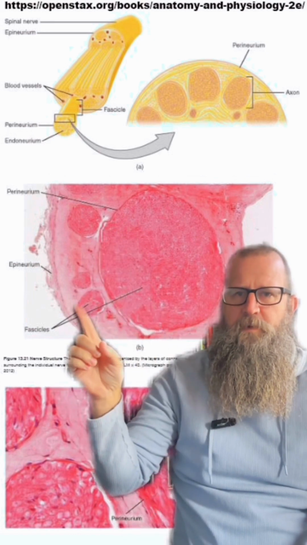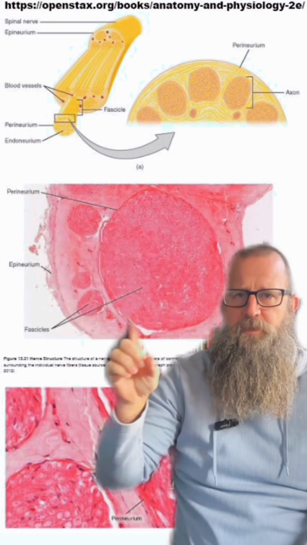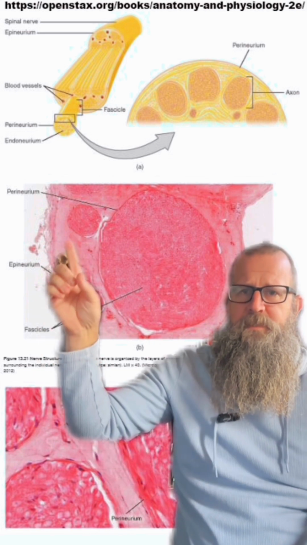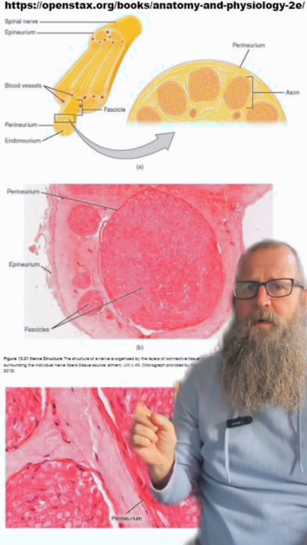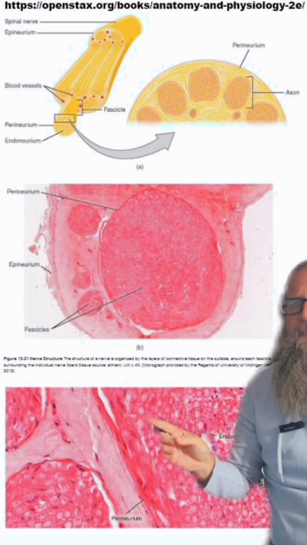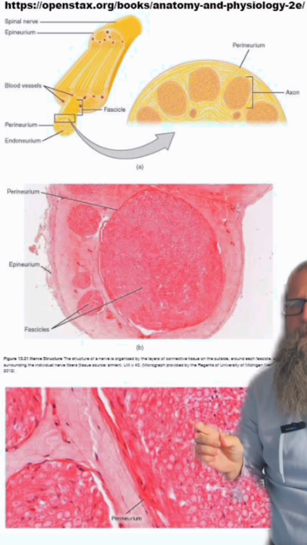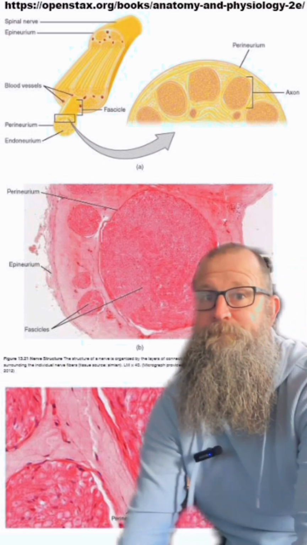So this is a fascicle here, this is a fascicle here, and this whole structure here is the nerve. This is going to be the epineurium here. And then here we have a singular fascicle, and each one of these in here is going to be an axon. Now you know.